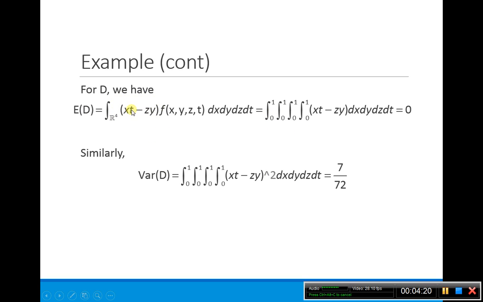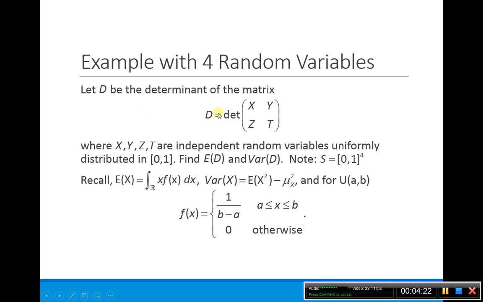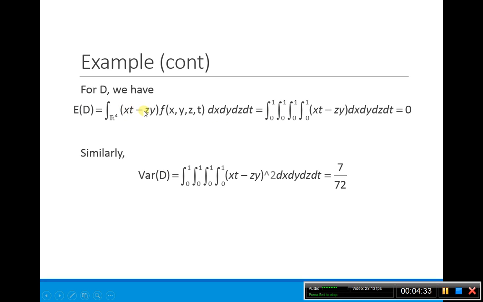What is our weighting function? Remember, previously, what is our D? Our D is the determinant of this. So our weighting function is going to be the determinant, found by taking x times t minus z times y. So here we're going to have xt minus zy times our f. This is our joint PDF. Remember, all of our variables are uniformly distributed on 0, 1, so this is just going to be 1. So we're going to have just the dx, dy, dz, dt.